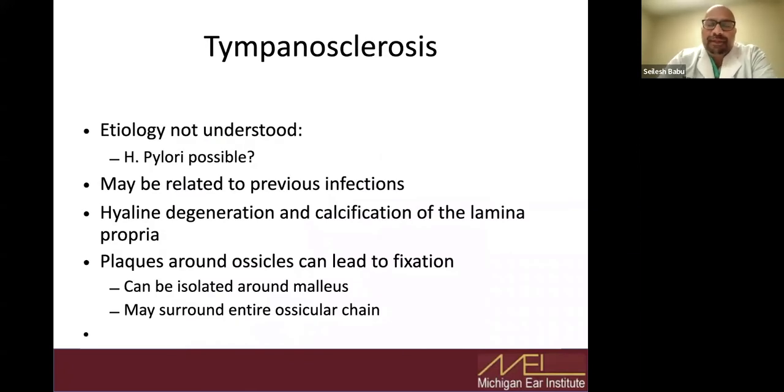Tympanosclerosis is seen very commonly, and I think it's worth at least discussing. The etiology may not be well understood. There is some correlation in some articles with H. pylori infections potentially causing it. Maybe it's related to previous infections. It seems to cause a hyaline degeneration and then calcification of the lamina propria. These plaques typically are just found on the tympanic membrane and usually don't cause any problems, except when we're repairing a tympanic membrane perforation.